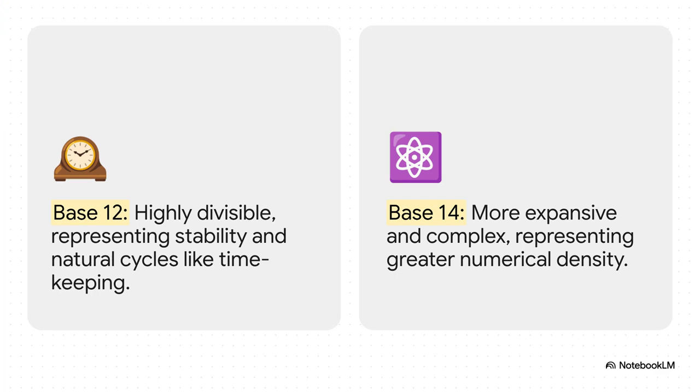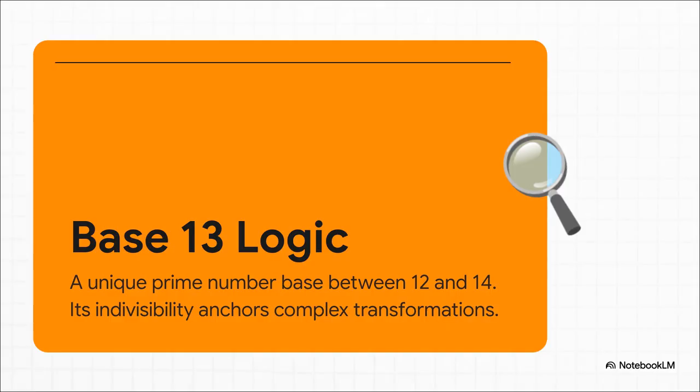On one side, you have base 12. It's super divisible, which is why we have 12 hours on the clock, 12 months in a year. It's all about stability, structure, and predictable cycles. Then on the other side, you've got base 14, which is much more expansive, more complex. And sitting right there between them is the key, base 13.